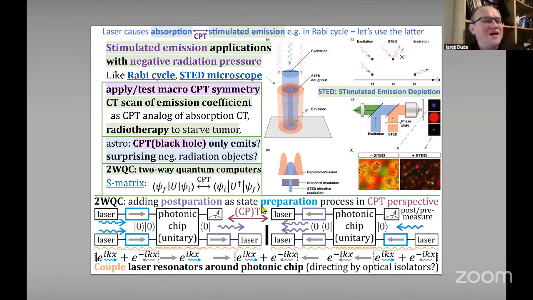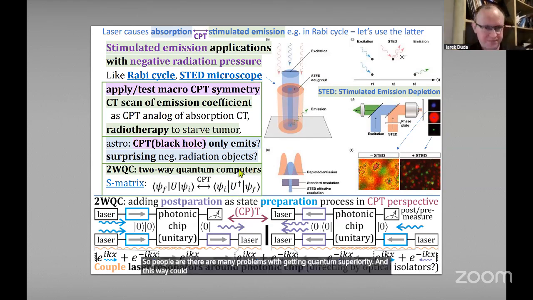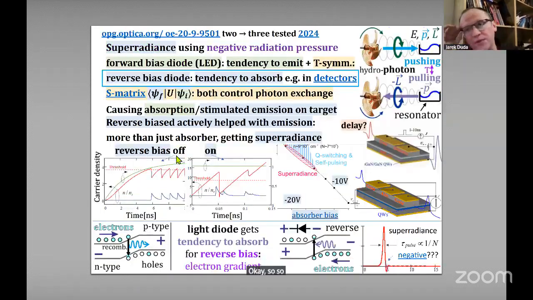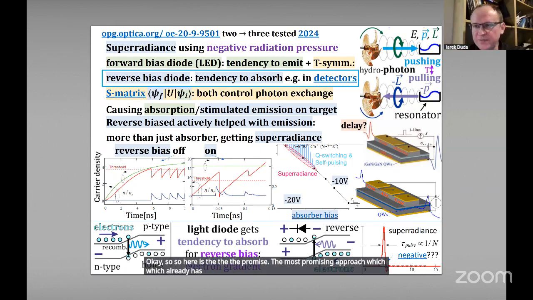There are many problems with getting quantum superiority, and this way could make it much faster: mastering the two-way control of quantum computers. Okay, so here is the promised, most promising approach, which already has many experimental confirmations. So they get superradiance by an effect which looks like what I need.